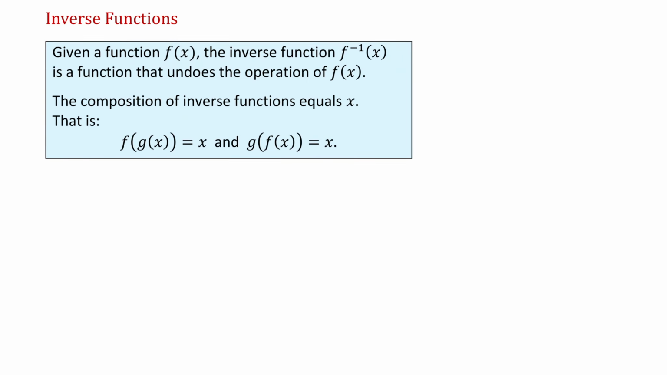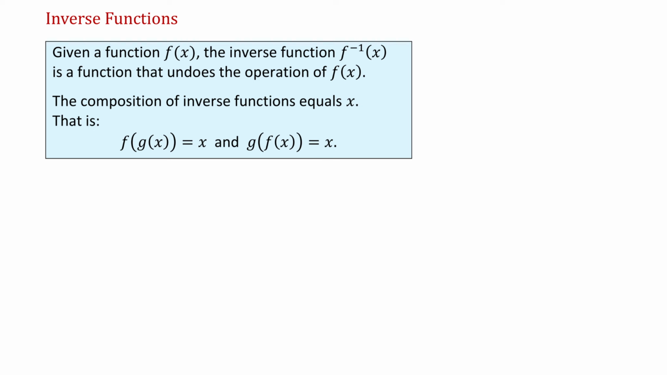Now let's talk about inverse functions. Given a function f of x, the inverse function denoted by f inverse of x is a function that undoes the operation of f of x. The composition of inverse functions equals x. So the composition of f and g equals x, and the composition of g and f also equals x.